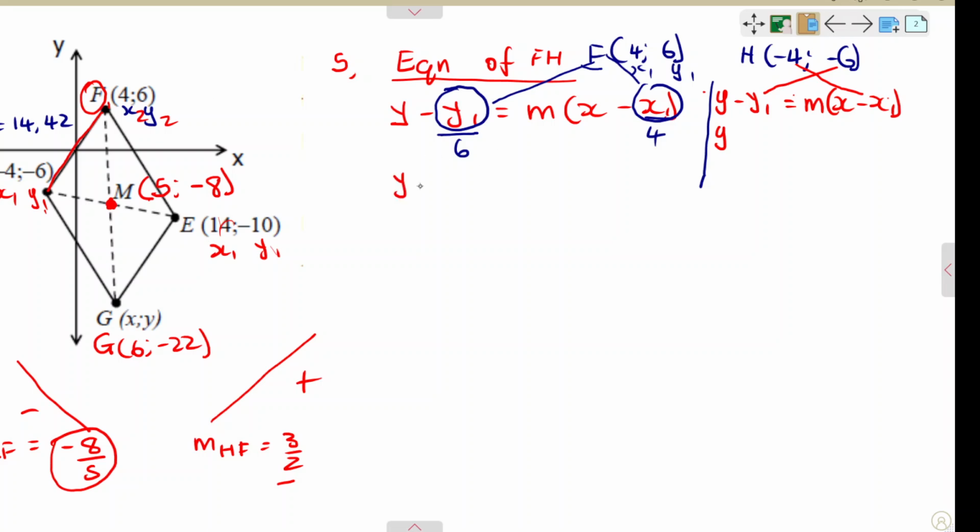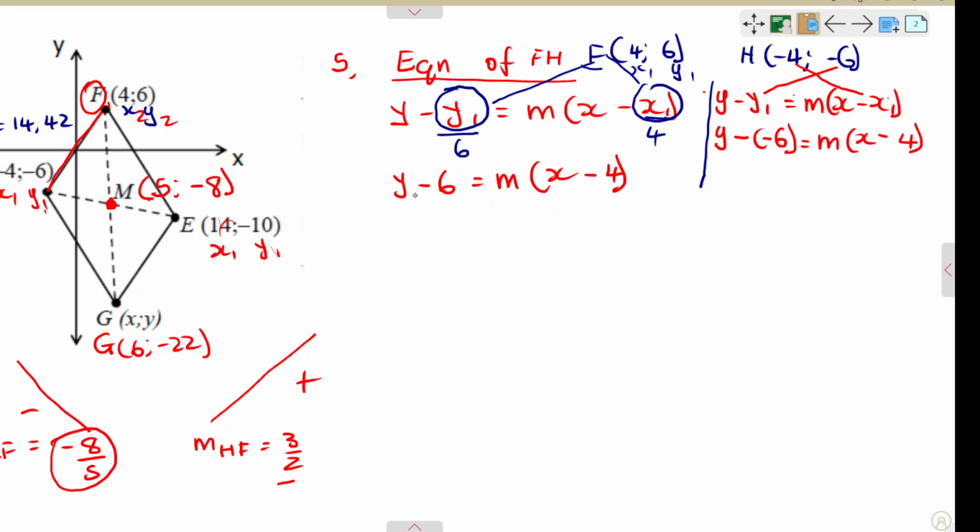So let's say here we have y minus, where we see y1, we'll put a 6 equals m. Where we see this x1, we'll put the 4, minus 4. Then I'm going to go to the other side and do the same thing. I'm going to take this y1 value, which is negative 6: minus negative 6 equals m, where I see the x1, I'm going to put negative 4. Then I have to do my calculations.